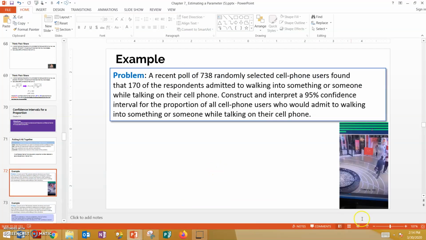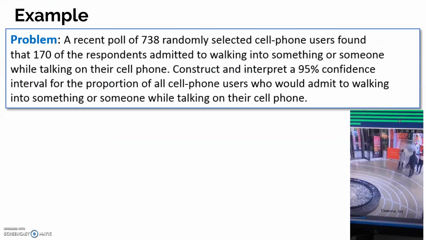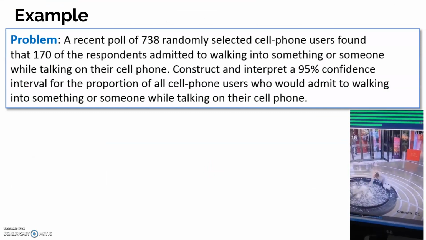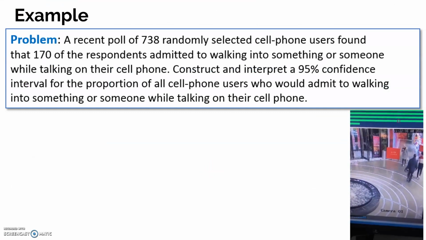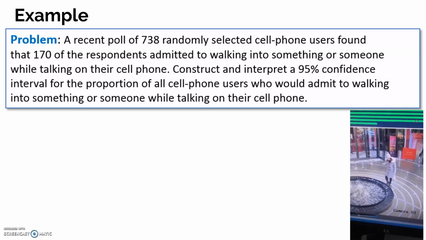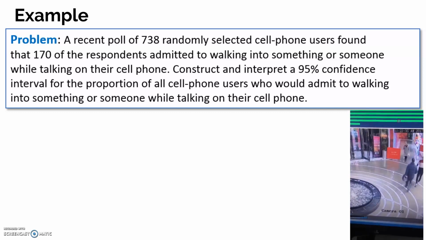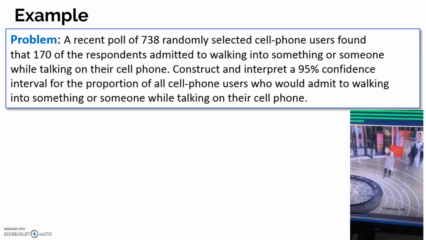All right, so here's our first example. A recent poll of 738 randomly selected cell phone users found that 170 of the respondents admitted to walking into something or someone while talking on their cell phone.